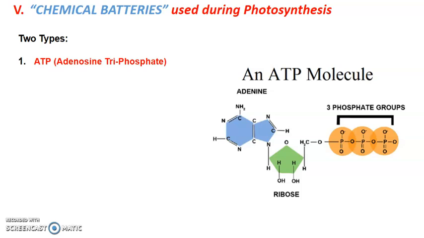In this lecture video we're going to discuss the chemical batteries that are going to be both made and used during photosynthesis. When I say chemical batteries, I mean potential energy sources that will be created and then used to make glucose later down the line. So the first of the two types is called ATP, and we've heard that quite a few times already so far this year. We've been using that phrase.